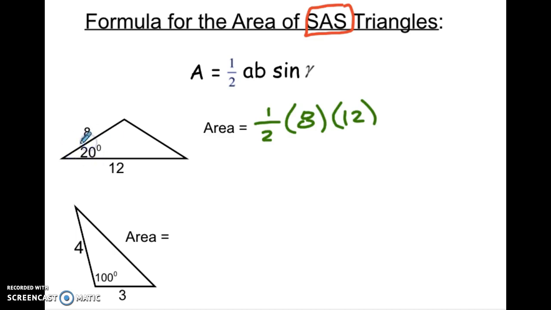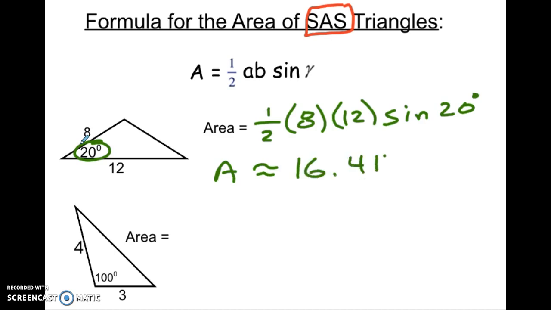The angle between the two sides is 20 degrees. So in this case, we're going to do the sine of 20 degrees. We plug this into the calculator, crunch it out, and we should get something in the neighborhood of 16.417 square units.